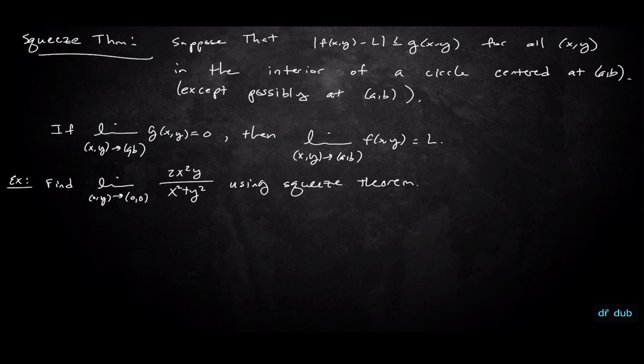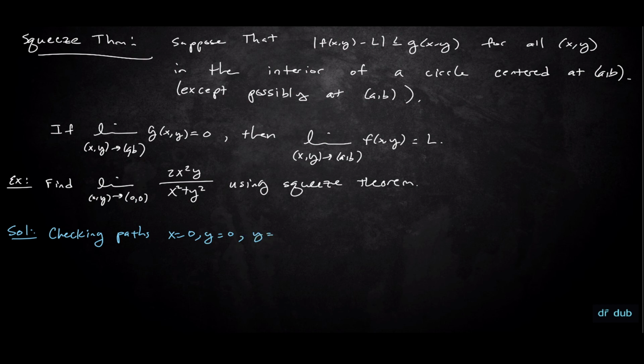So using the squeeze theorem. Solution. Well, I've got to find a candidate for the limit. So checking paths, x equals 0, y equals 0, y equals x squared, x equals y squared, all yield a limit of 0.